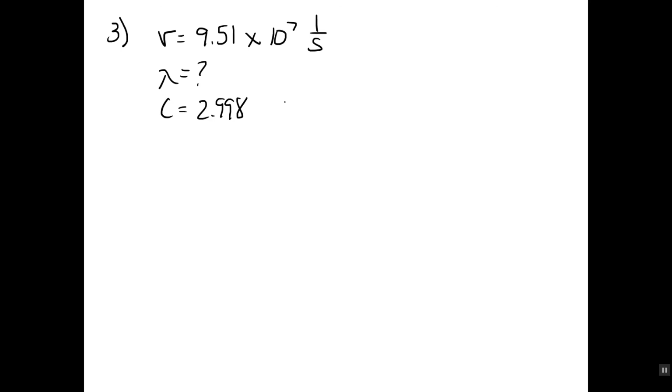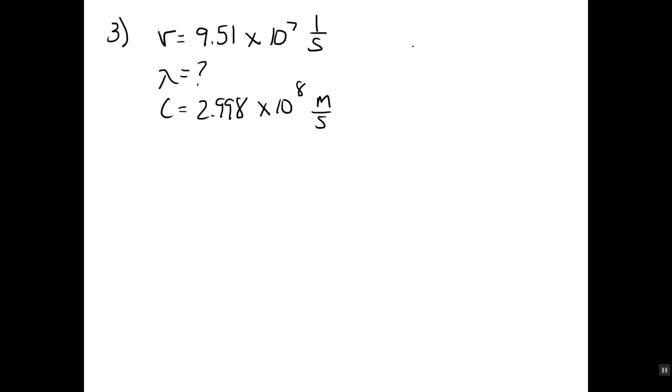Number 3 says you have FM 95, an FM radio station that broadcasts at a frequency. So this is going to be a very similar problem again. Here we have a different frequency, 9.51 times 10 to the 7th, 1 over s, or hertz. In this case, 95.1 megahertz. And what is the wavelength of these radio waves in meters? So we're looking for a wavelength again, but we do know c.